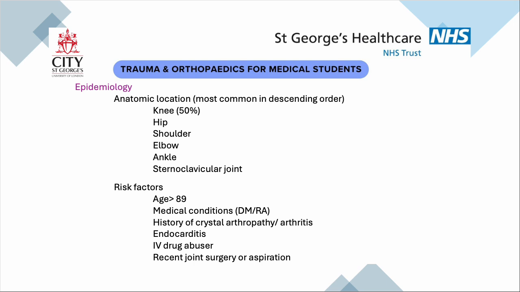A history of endocarditis leads you towards maybe a bacteremia. Equally, an IV drug abuser may lead you to a bacteremia. And that history of any recent joint surgery, so arthroscopy, joint replacement, or an aspiration or injection. All of those obviously increase your risk of getting a septic arthritis.